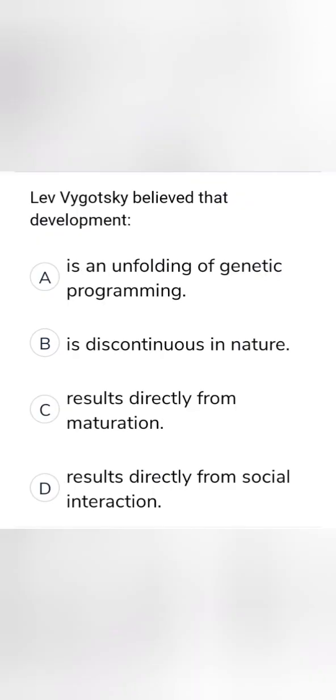Next question is Lev Vygotsky believed that development, option number A, is an unfolding of genetic programming, B, is discontinuous in nature, C, results directly from maturation, D, results directly from social interaction. Option number D is right, results directly from social interaction.